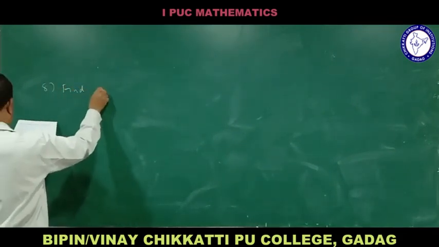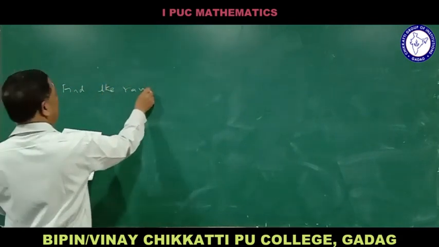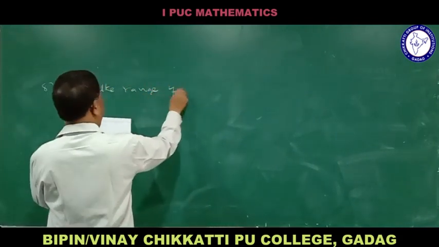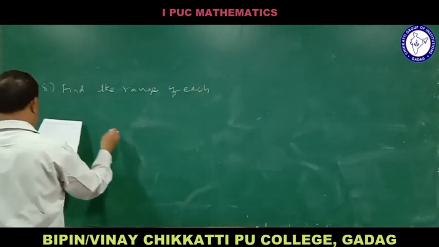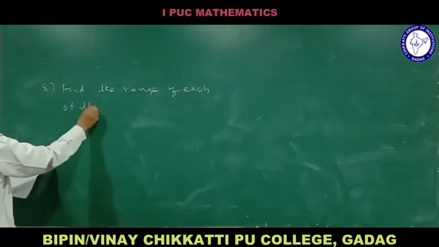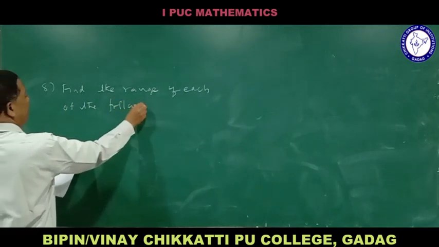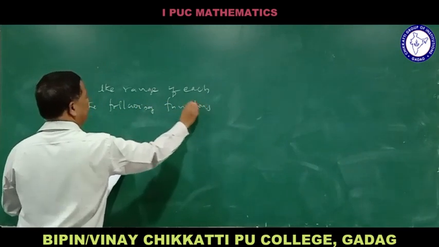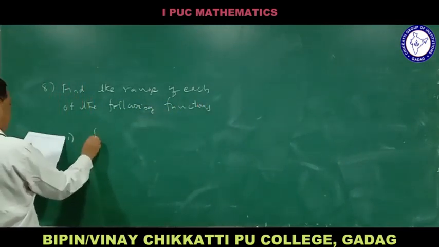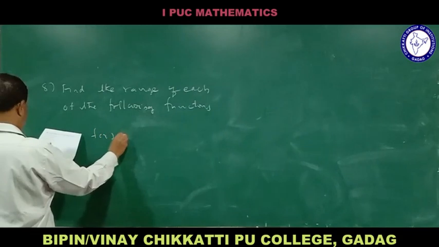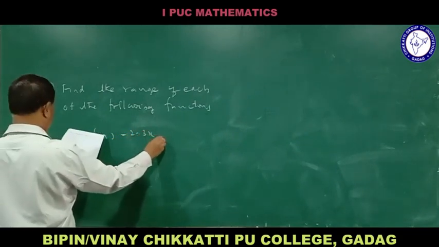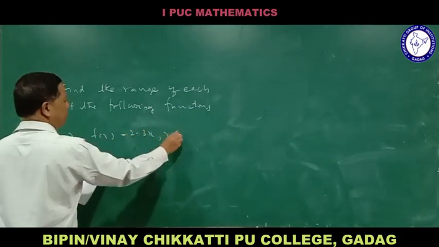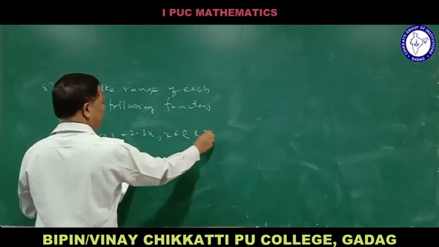Lastly, I want to see number 8. What is that question, you see? Find the range of each of the following functions. We only have to calculate the range for the following functions. Number 1 is f of x is equal to 2 minus 3x, and here x belongs to R and x is greater than 0.